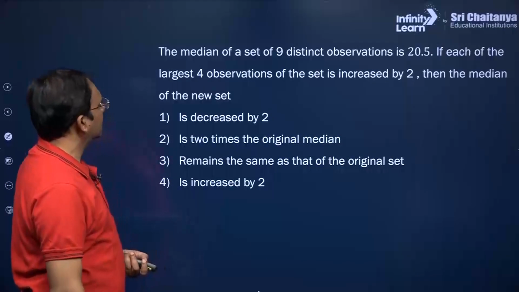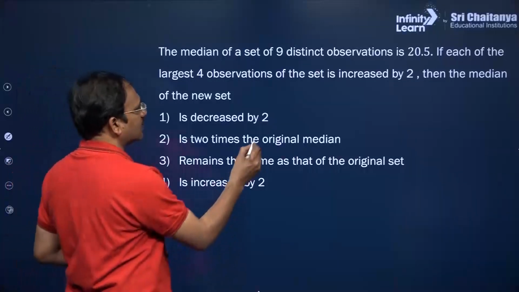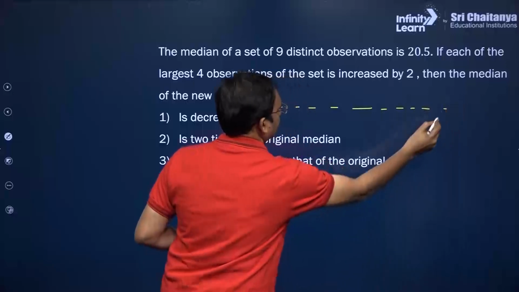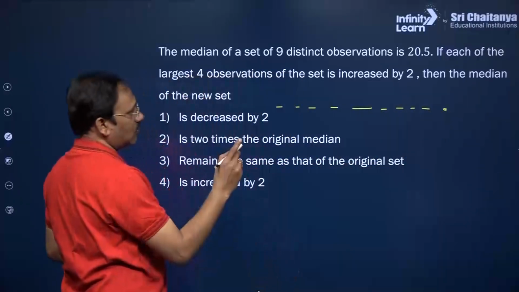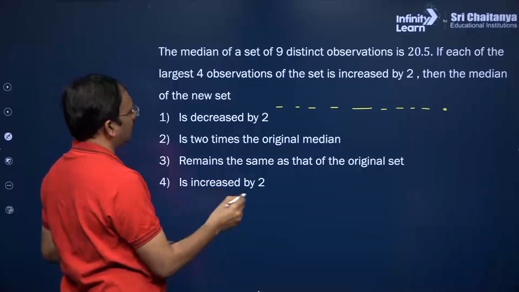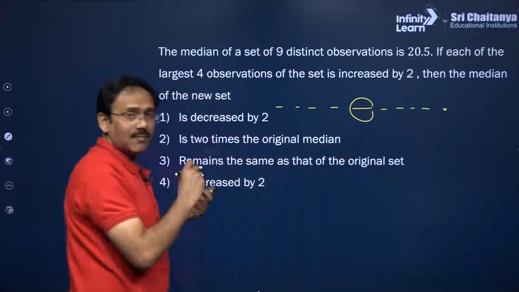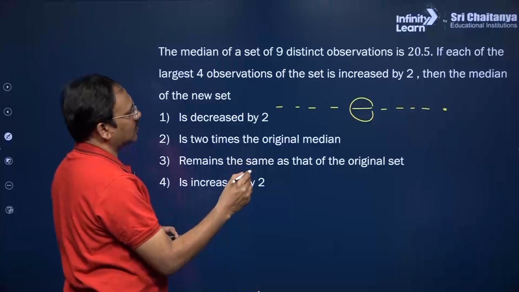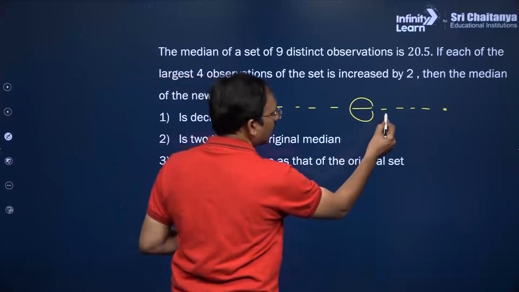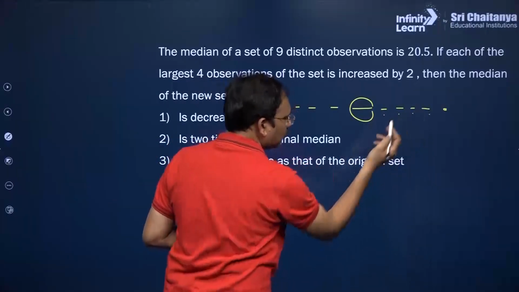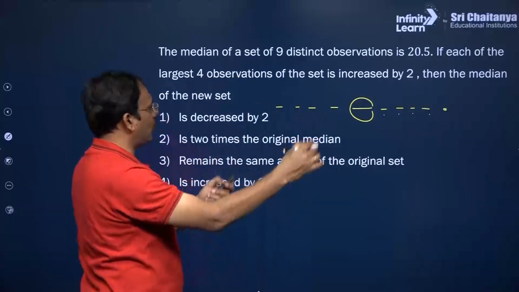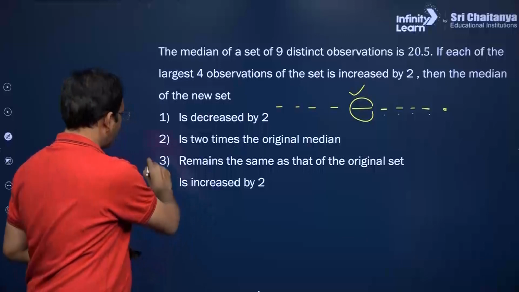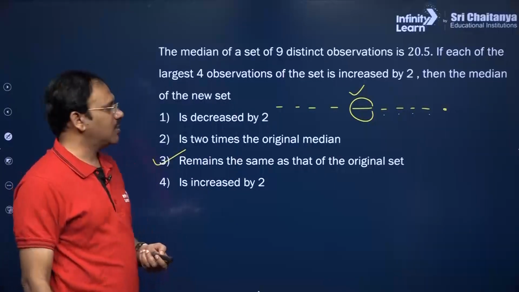Next, my dear friends, the median of 9 observations is 20.5. Now, the median means, after arranging them in ascending order, the middlemost item. If the largest 4 observations of the set are increased by 2, even though these are increased by 2, they will be in the last 4 only, so there is no change in the median, it remains the same as the original set.